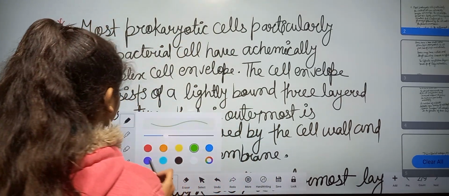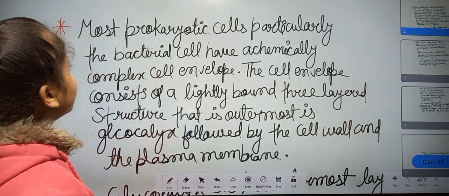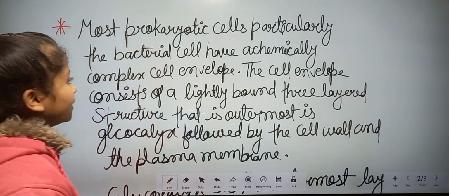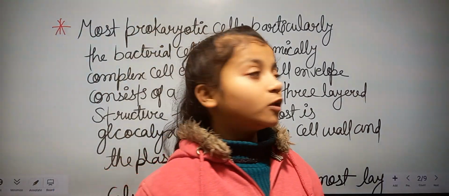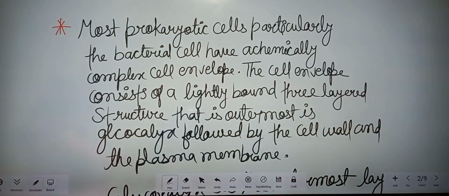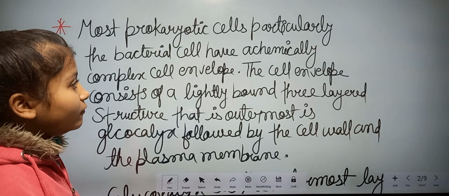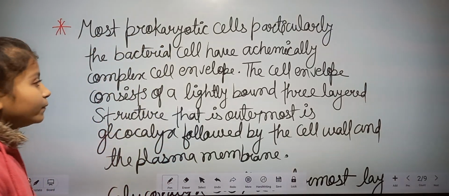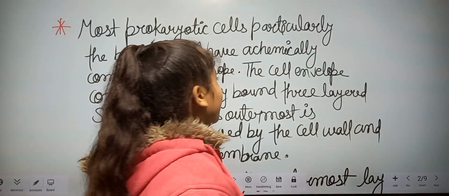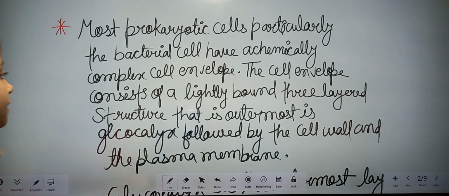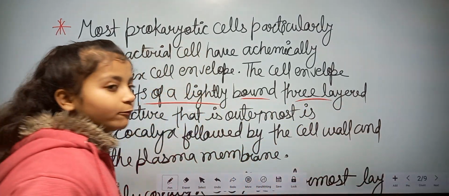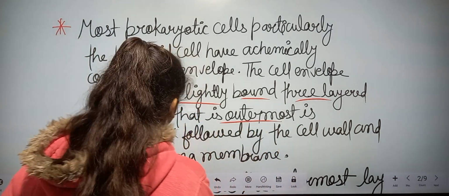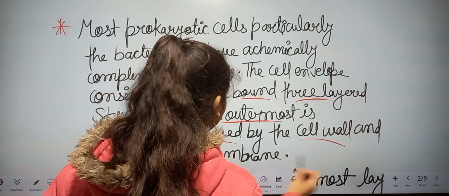So here our first point is, most prokaryotic cells, particularly the bacterial cells, have a chemically complex cell envelope. It means most of the prokaryotic cells, particularly the bacterial cells, have a very hard, complex cell envelope present. The cell envelope consists of a tightly bound three-layer structure. The outermost is called glycocalyx, followed by the cell wall and the plasma membrane.